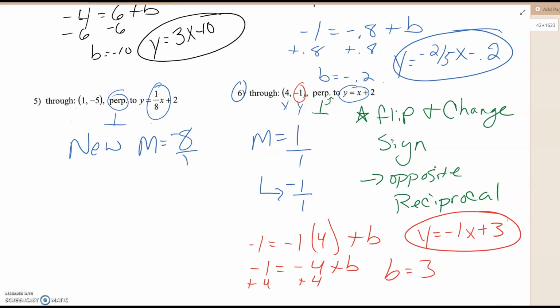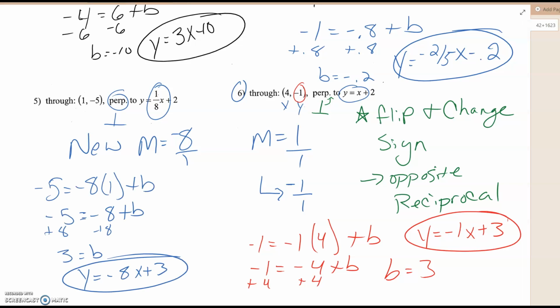And then what would you get for your final answer? Alrighty, you should get, when you plug all your stuff in, new slope is negative 8. Plug in negative 5 and x. You should get negative 8x plus 3. Nice job.